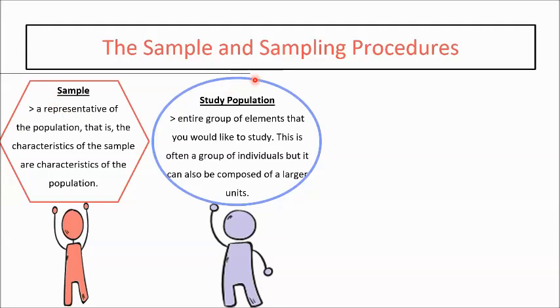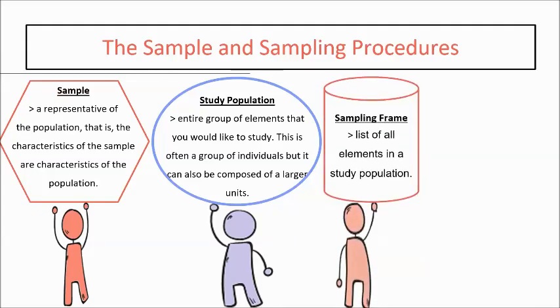Since they are the representative. Gets? So again, when we say population, this is the entire group. If your topic is, for example, the vendors in the market, you will not interview everyone in the market. You will again take a sample. They are the representative.